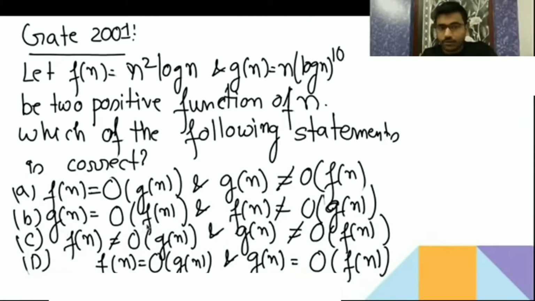So Gn is equal to big O of Fn, and that Fn is not smaller than this. Correct. So anyone, is it required to explain, or can I go to the next one? This is the correct one.